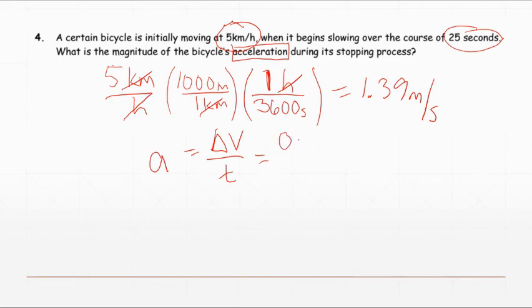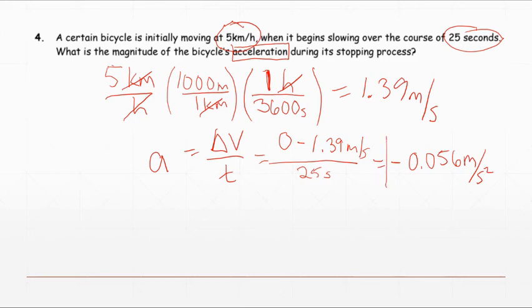So your final velocity is 0 minus 1.39 meters per second divided by our 25 seconds. And that's going to end up giving you a negative 0.056 meters per second squared. However, the question is just asking for magnitude, so you don't have to have that negative in there. You wouldn't get marked down if I'm just asking for the magnitude, okay?